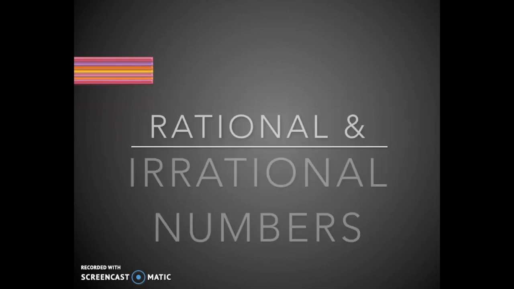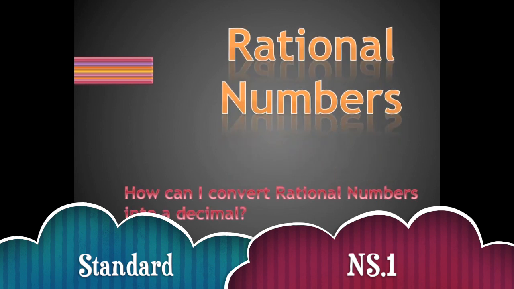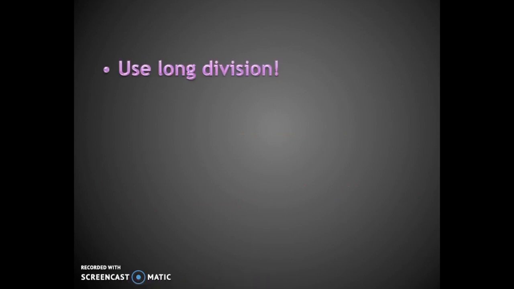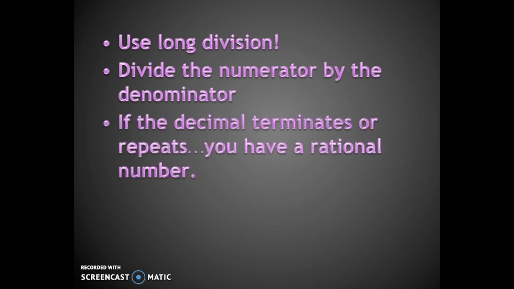Today we're going to look at rational and irrational numbers. But first we're going to explore rational numbers. How can I convert rational numbers into a decimal? The first thing you would need to do is use long division. Divide the numerator by the denominator. Now, if the decimal terminates or it repeats, you have a rational number.